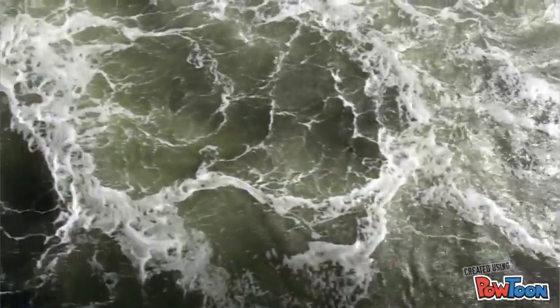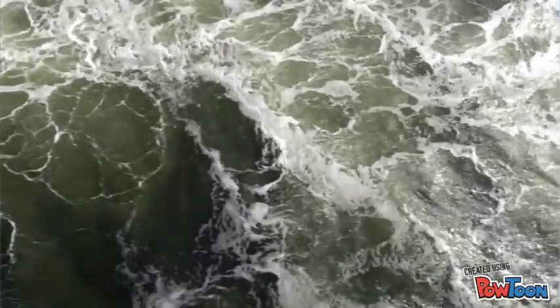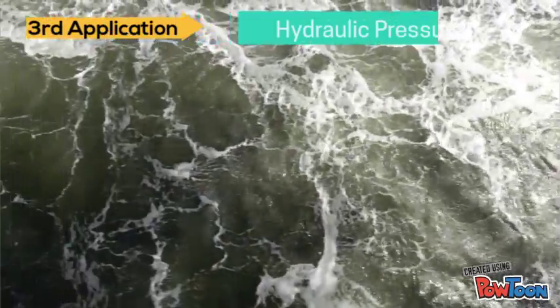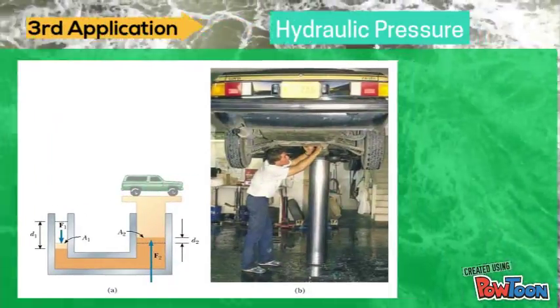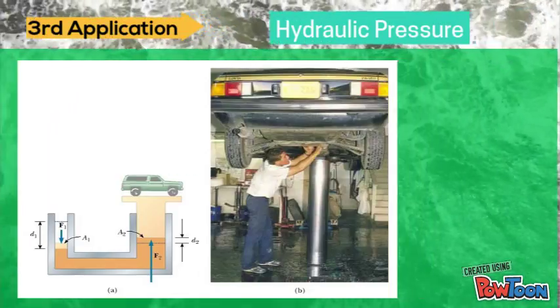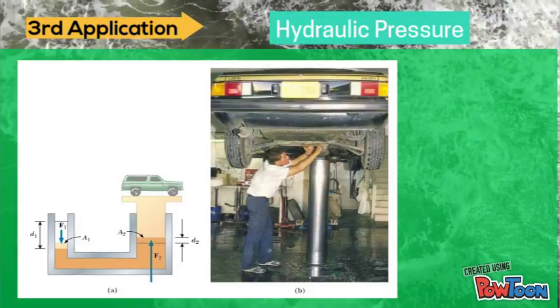Pascal's principle can be seen in the operation of any number of machines that represent variations on the idea of a hydraulic press. Among these is the hydraulic jack used to raise a car off the floor of an auto mechanic's shop.